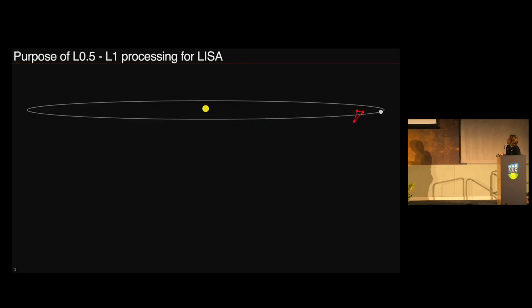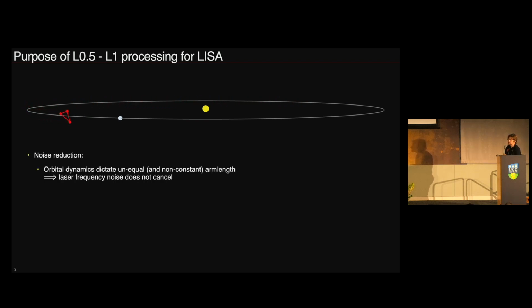Now, I tried to sneak in a small animation of LISA, although you probably have all seen it. And the reason I show it is because many of the things we have to do in L0.5 to L1 actually are related to these orbits that LISA has. Although they are remarkably stable, that it stays more or less a triangle, they're not perfectly stable, which is why we have a problem with laser frequency noise. It is not cancelled to the level that we need, which I will explain in a bit.